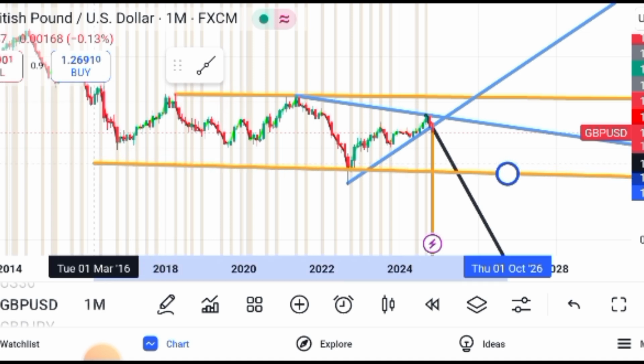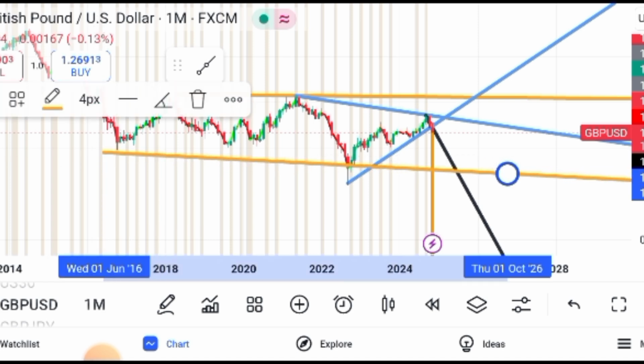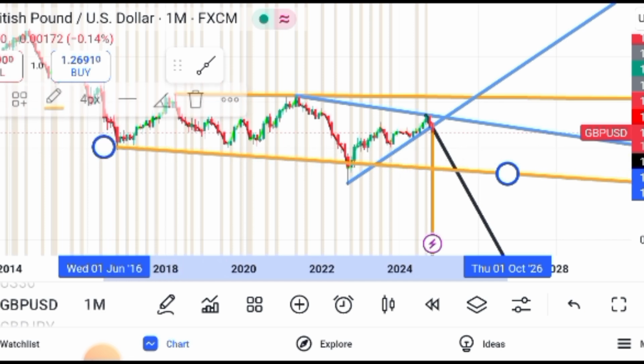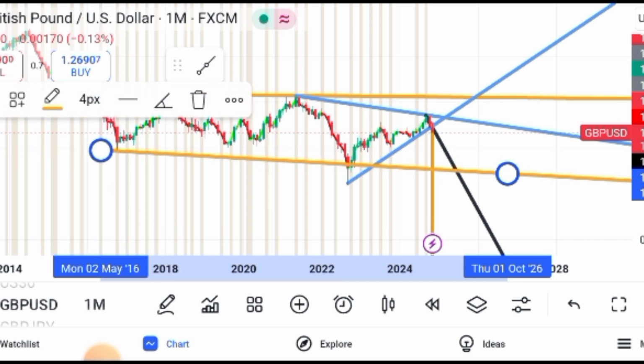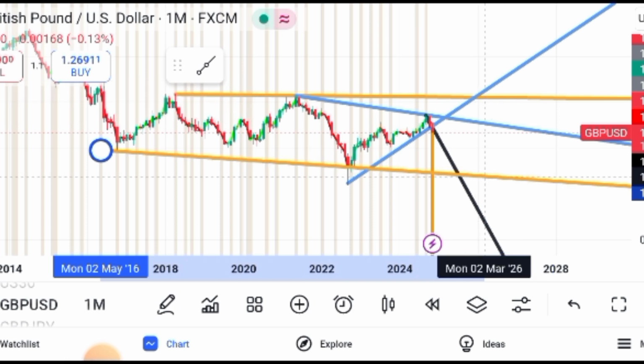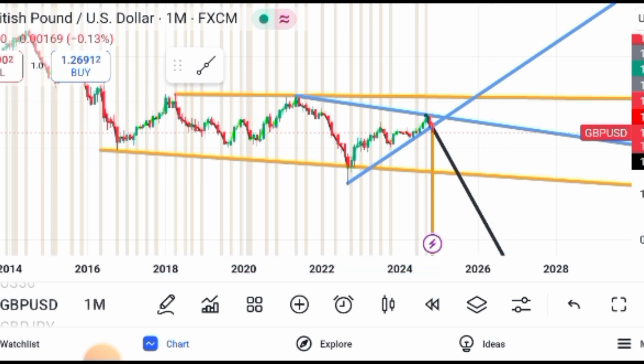Okay, let me just adjust this one. It's a little too much. Yeah, right in the right spot. Okay, so we look for two touch points and then we see how the market reacted from there. So the yellow trend line is our touch point.